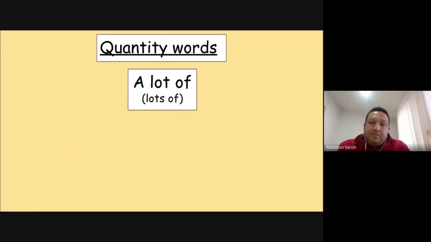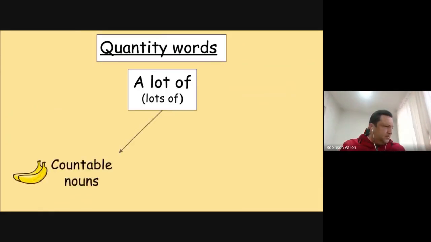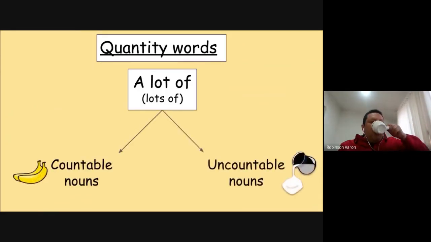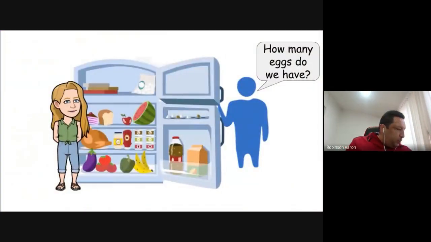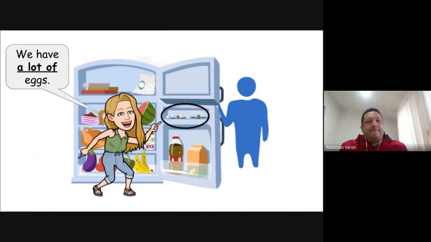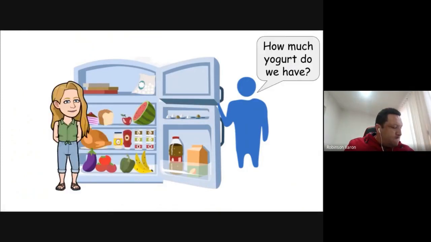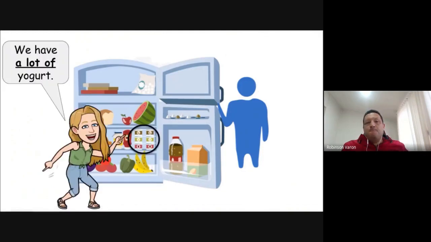We can use a lot of to talk about a big quantity of both countable and uncountable nouns. For example, how many eggs do we have? We have a lot of eggs. How much yogurt do we have? We have a lot of yogurt.